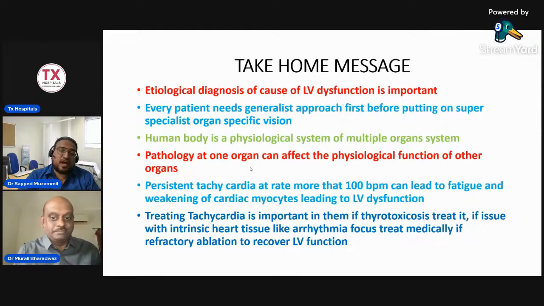Persistent tachycardia at a rate more than 100 beats per minute can lead to fatigue and weakening of cardiac myocytes that can lead to LV dysfunction. So in such a patient, treating the tachycardia is important. What is the cause of tachycardia? If it is thyrotoxicosis, you should treat it with the help of medication. If it is due to an intrinsic heart tissue issue like any arrhythmia focus, then you should treat with the help of antiarrhythmic medication. If it is refractory to medication, then you should send to an electrophysiologist for ablation of the tachycardia focus. That will automatically lead to recovery in LV function.